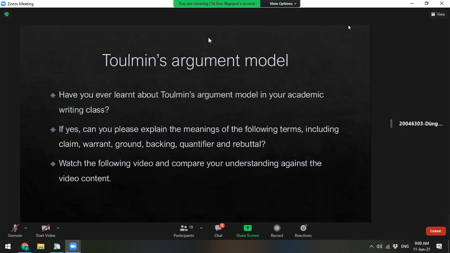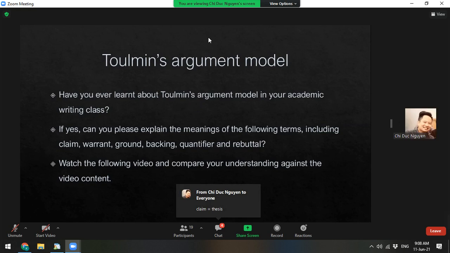I think claim is when we assert our opinion on something. Very good. And we use backup or ground to support that claim. And rebuttal is when we do not agree with something and we provide evidence for our disagreement.